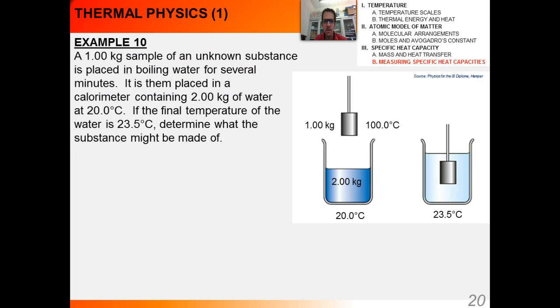So try this one on your own using what I talked about in the previous slide. This is the calorimetry problem. Go ahead and try this one on your own. What might the substance be made of? I take 1 kg of a sample, place it in boiling water, 100 degrees Celsius, then I put it in 2 kilograms of water, and I'm given the initial temperature of the water and the final temperature of the water. What's the substance made of?